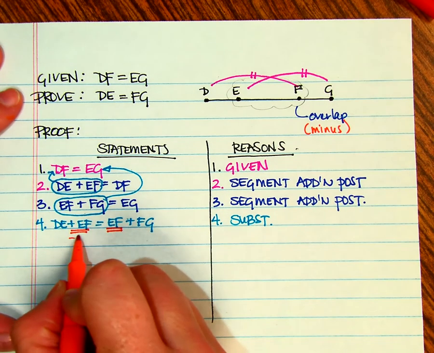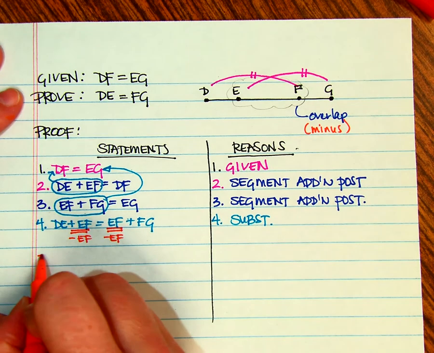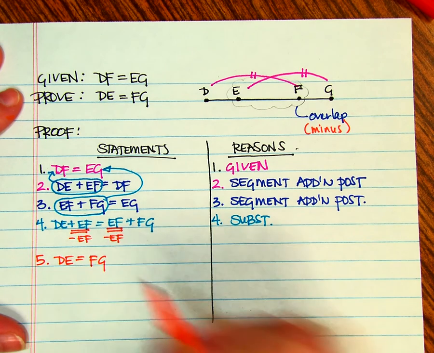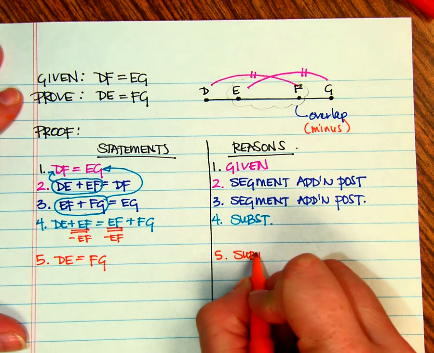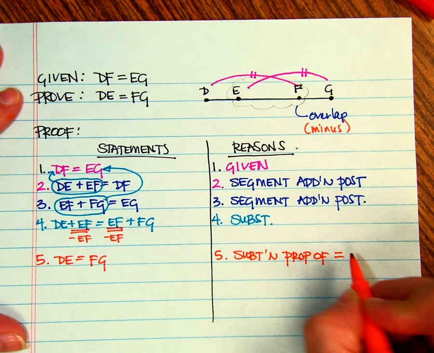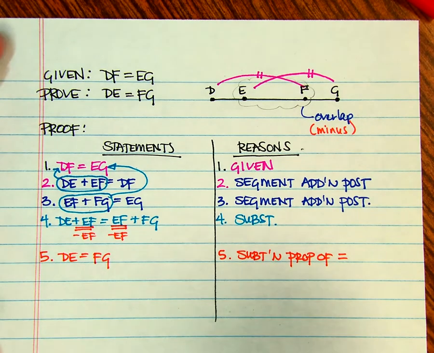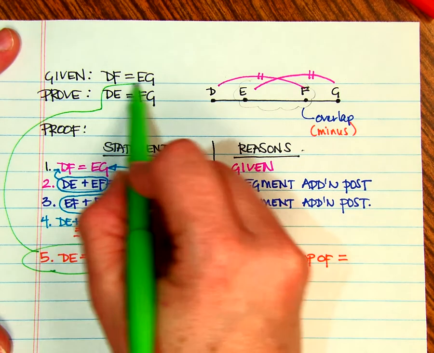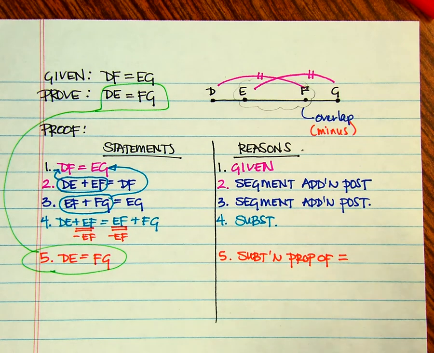So if I subtract EF from both sides, I end up with DE equal to FG. And I can do this because of the subtraction property of equality. And the way that I know I'm done is that my last statement and my prove are identical. So that's how we know that it's done.